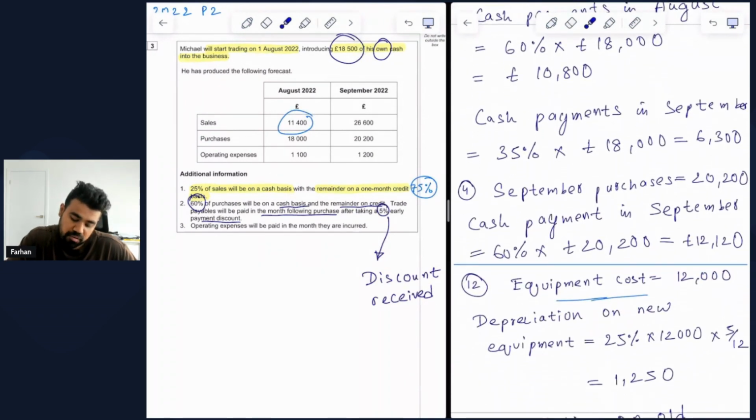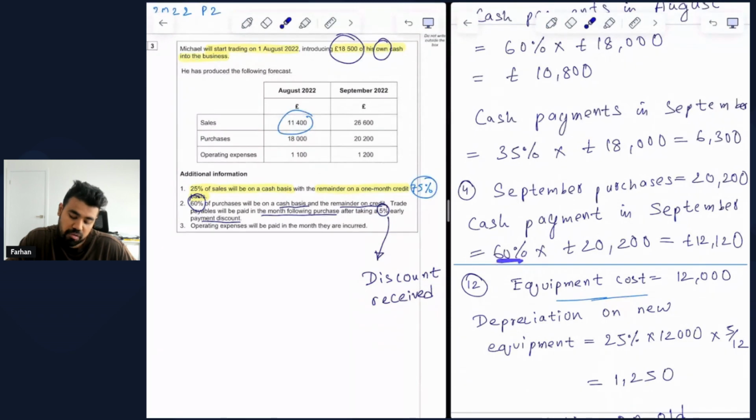So the forecasts for September purchases are £20,200 as given in the table here. So based on that, we understand that cash payment in September, based on requirements also given in point number 2, is that we're paying 60% in the month of purchase itself.